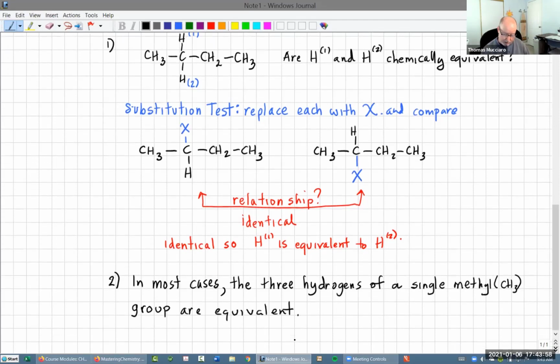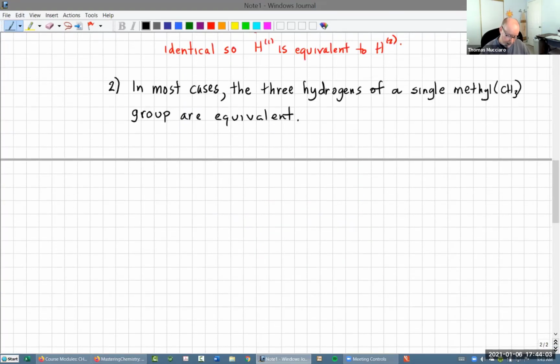So in most cases, the 3 hydrogens of a single methyl group are equivalent. And I'm sorry that I ran out of room. I'm going to do my examples. I'm going to do a really simple example, guys.